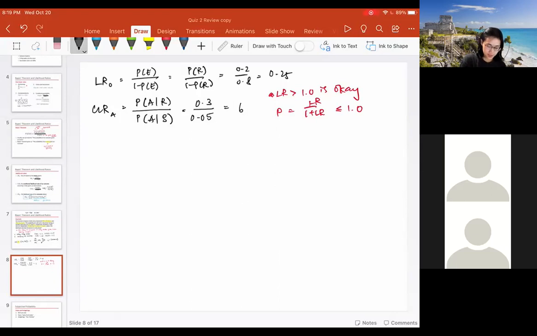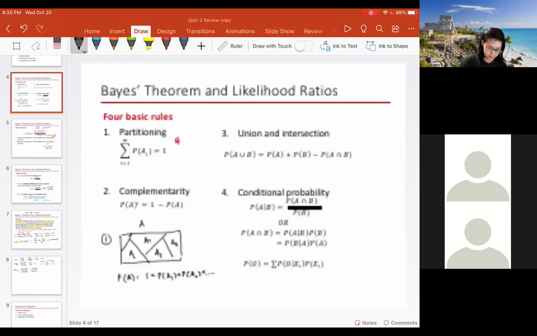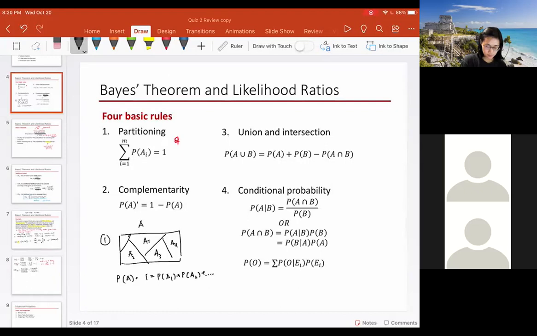Now, we've covered one outcome. We should cover the other outcome: no accident. Given risky driver, no accident, given safe driver. This is just 1 minus R. Right? This goes back to this rule here, partitioning. Right? Rule 1.